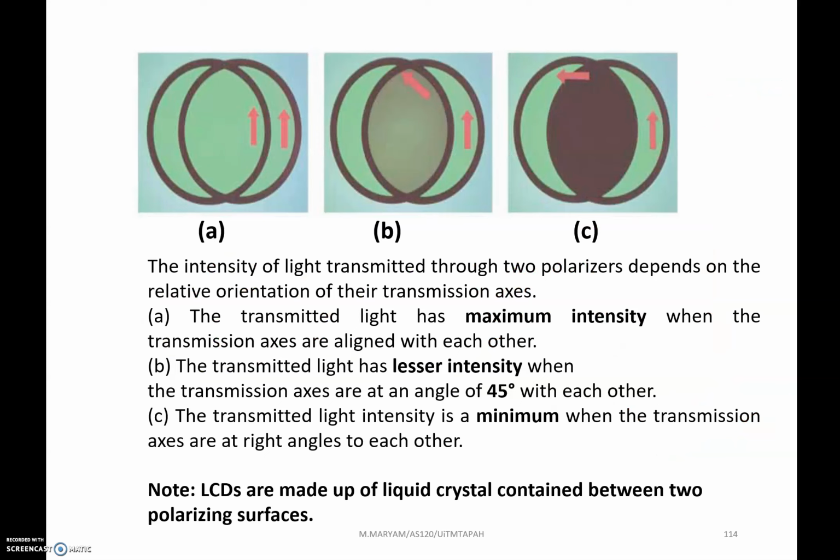Okay, so this is another example that you can look at. The intensity of light transmitted through two polarizers depends on the orientation of the transmission axis. Just now we were just looking at the component.